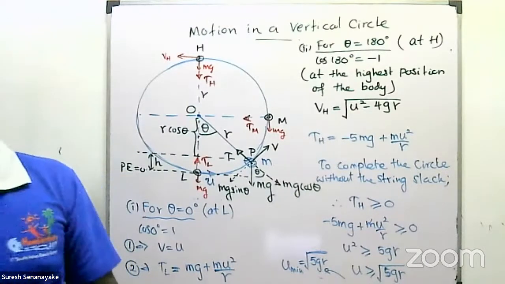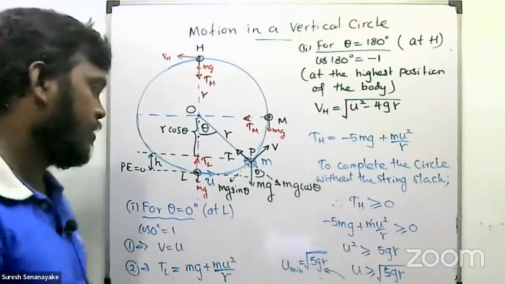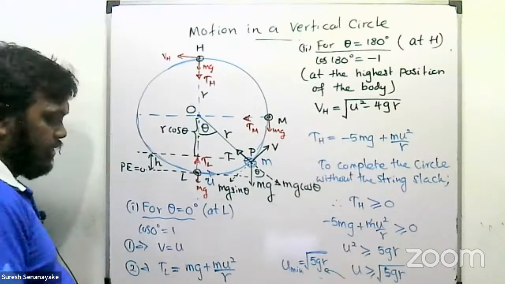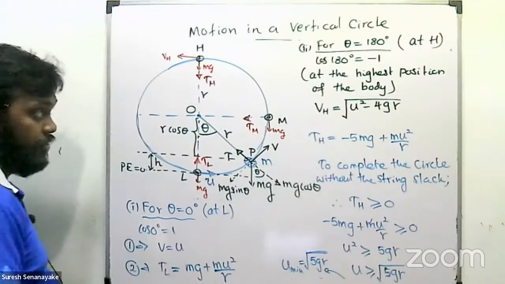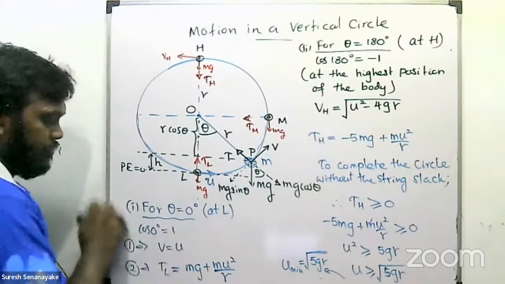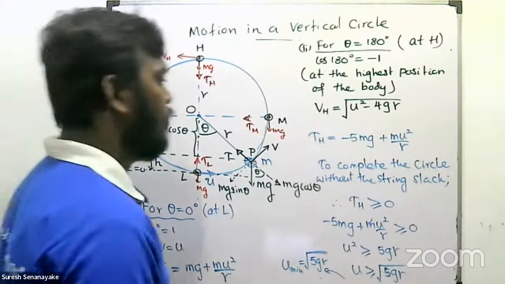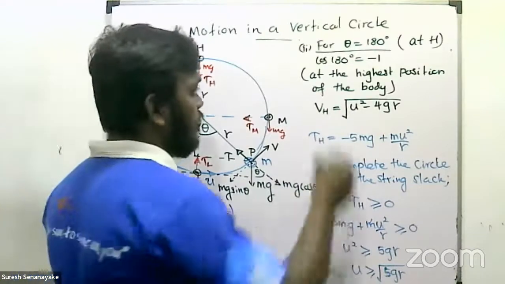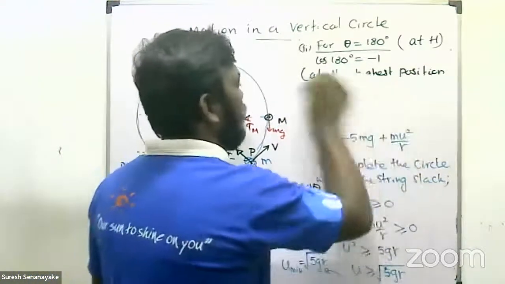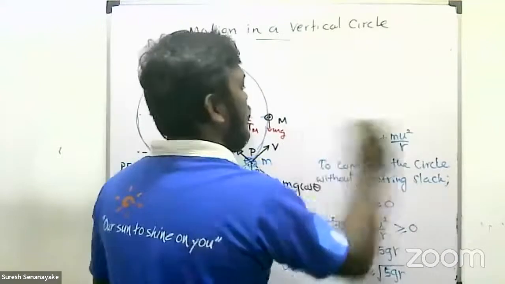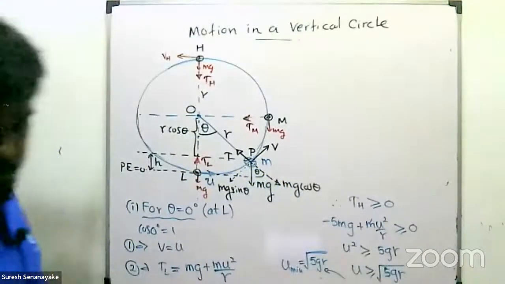Lowest position of the body. To complete the circle, the minimum velocity is square root of 5gr. Square root of 5gr. I'll erase this. Oh, sorry, I forgot this.